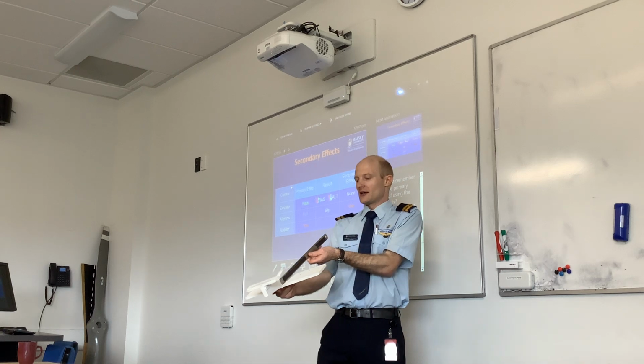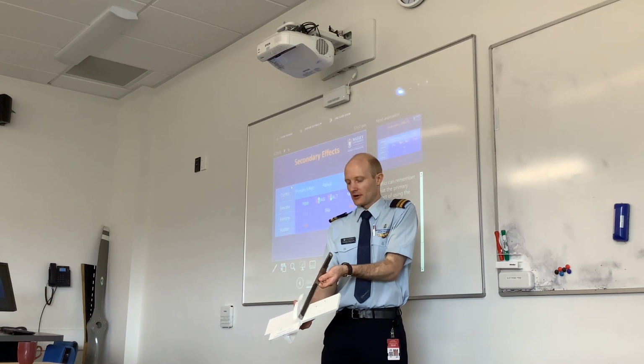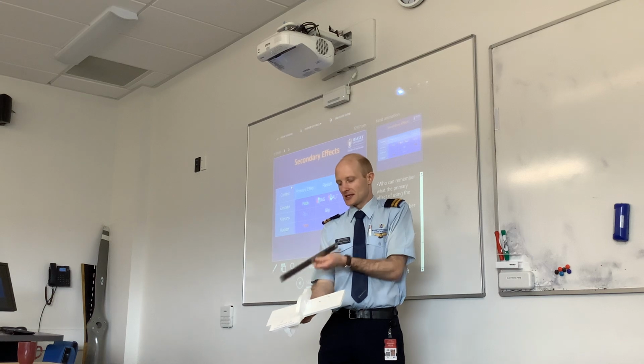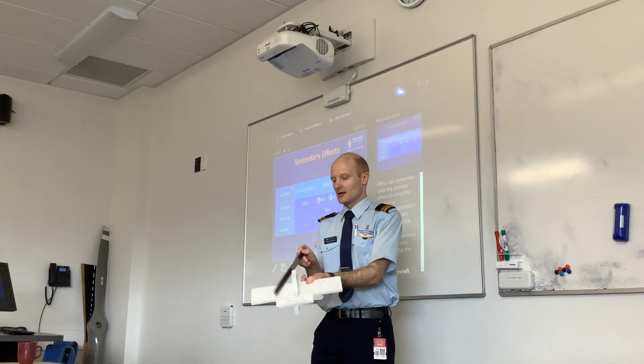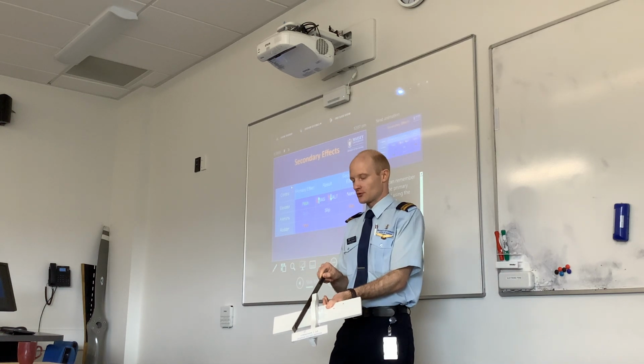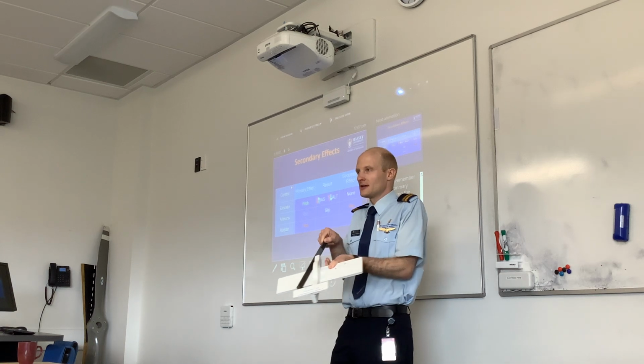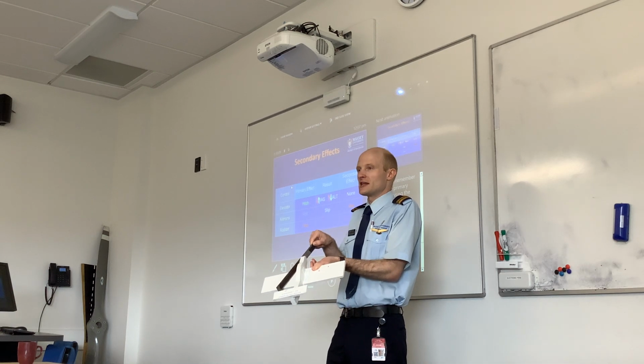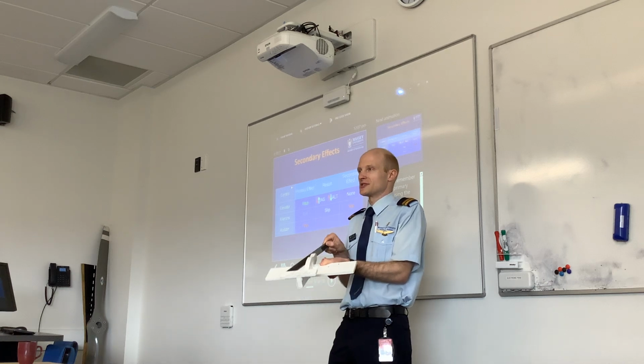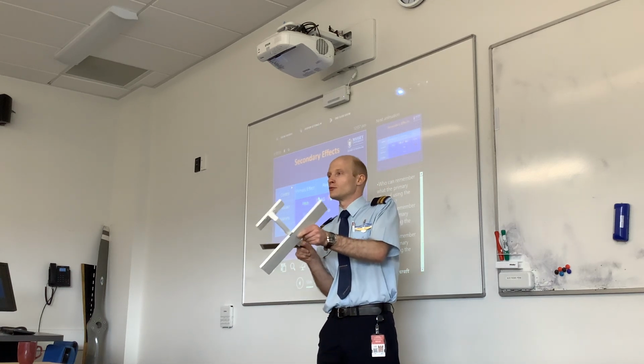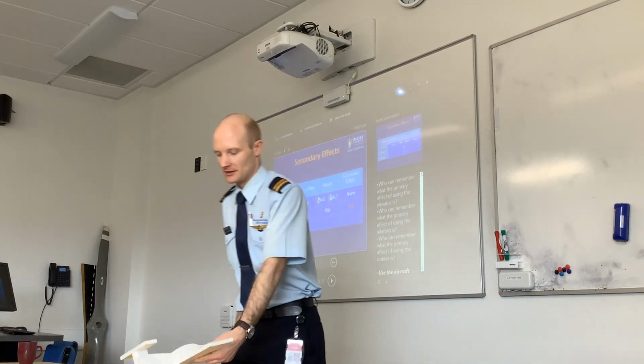We've yawed, and the airflow is now meeting the aircraft wings like this. And it's creating, sorry, I put it on this side. It's creating a shielding effect. So this little triangle you can see there is no longer producing any lift, which means that this wing's producing more lift, and that is going to cause it to roll in the direction that it is yawing.